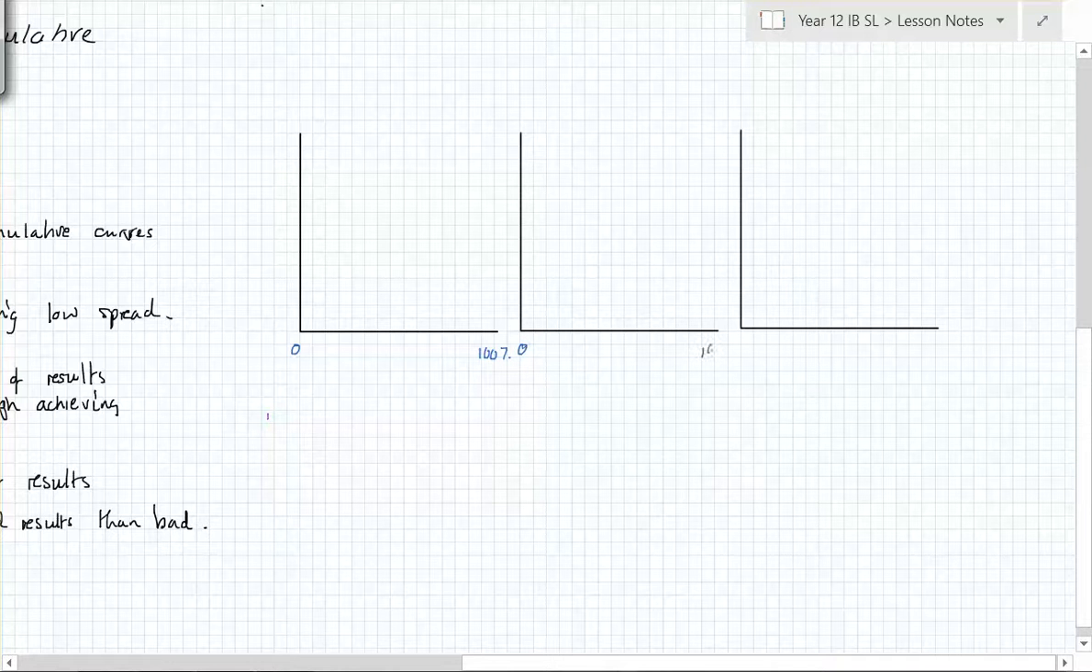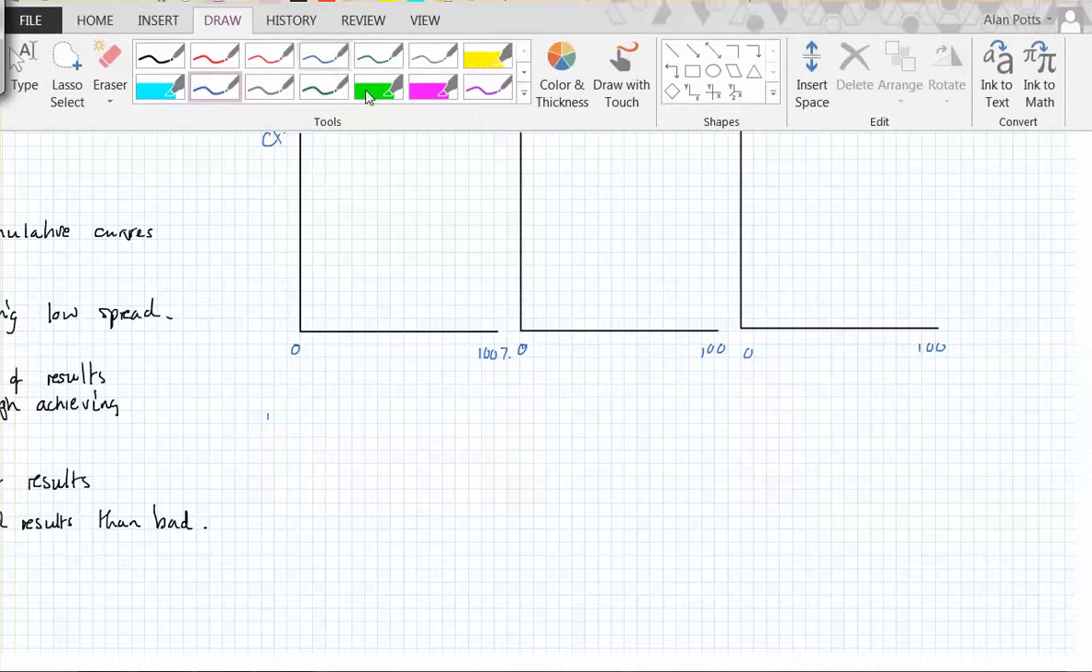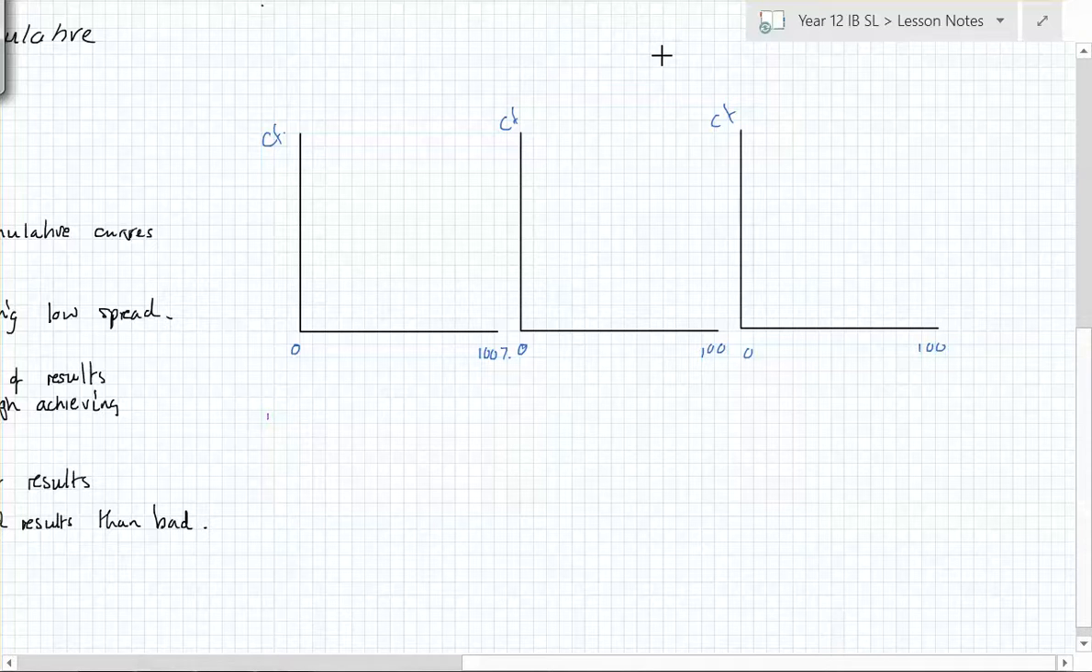So 0 to 100%, 0 to 100%. The actual frequency, so the cumulative frequency, I don't care, but let's assume that they're all the same. Alright? So I could just say that on all of them, my graph has to reach that level. So that's the max frequency for each school, whatever it is. We've taken exactly the same number of people.